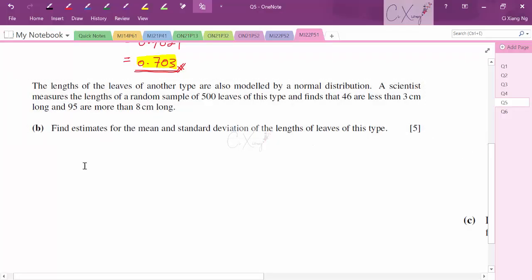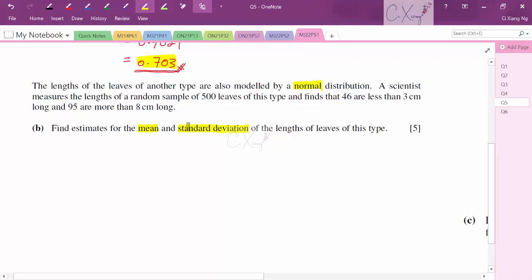So for part B, we have another type of leaf, and the length is also modeled by a normal distribution. Then a scientist measured the length of a random sample of 500 leaves of this kind and finds that 46 are less than 3 cm and 95 are more than 8 cm long. Then they want us to find the estimates for the mean and the standard deviation for the length of this type of leaf. So they didn't give us any value for the mean and standard deviation, and we want to find it out.